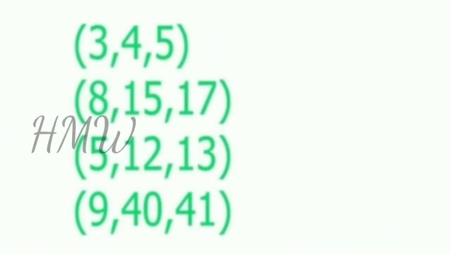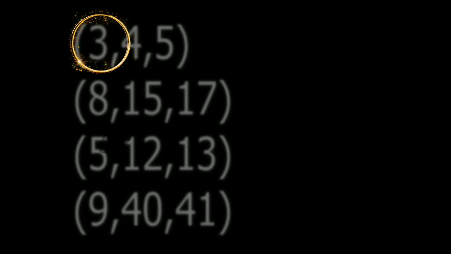Now let us see the trick. Given the lowest number in the triplet, for example, in the triplet 3, 4, 5, if 3 is given, that is, the lowest number is given, we can find the other numbers 4 and 5. Similarly, in the Pythagorean triplet 8, 15, 17, if 8, the lowest number, is given, we can find the other two numbers.